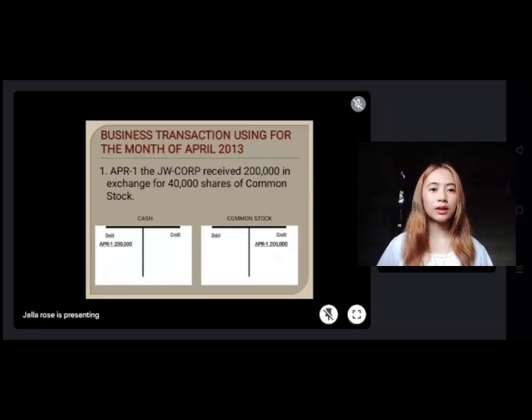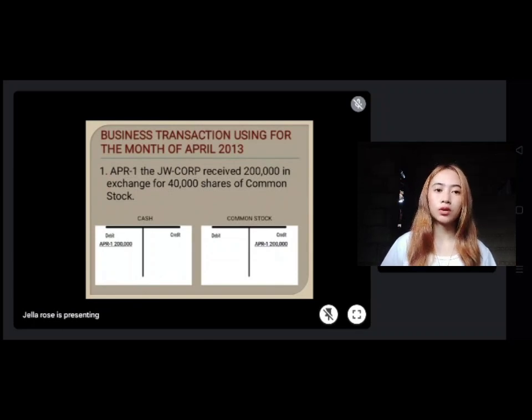On April 1, the transaction increased and decreased the asset. The cash account is increased, so the 200,000 is debited, and the common stock is increased, so it's credited.